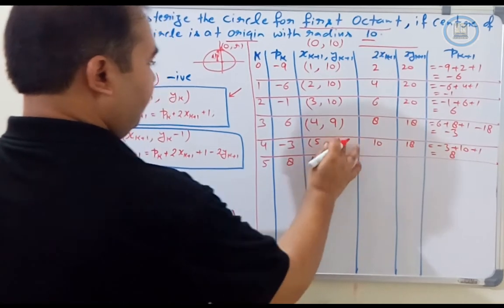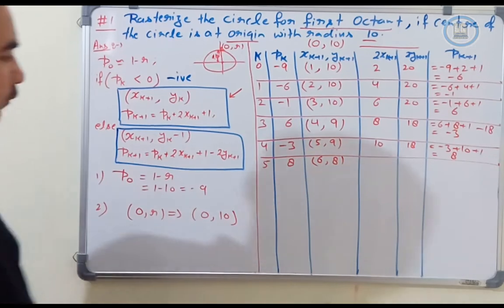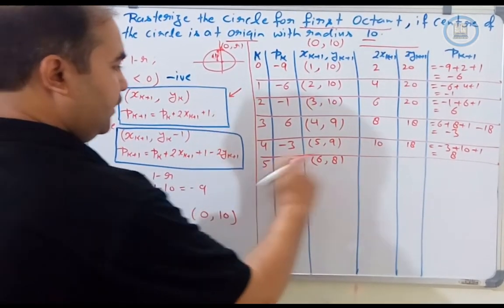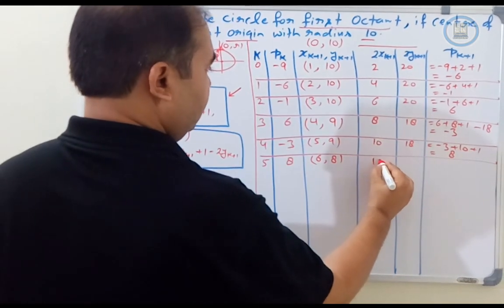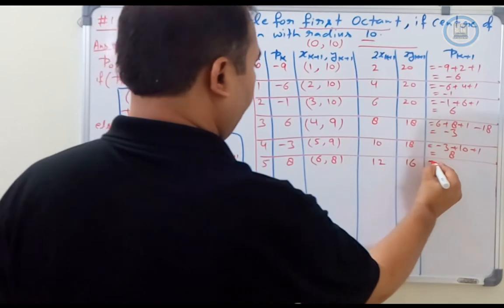This time the yk value will be decremented. That is from this equation, yk minus 1 when the decision parameter is positive. This time we are having the positive value. So this will be 12 and this will be 16.